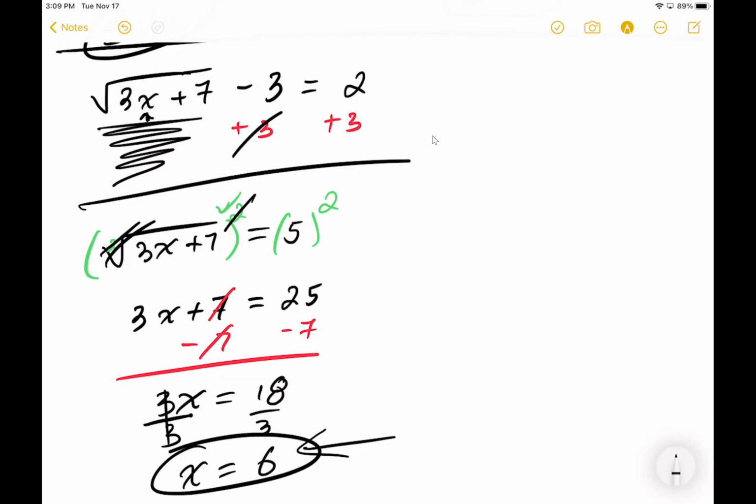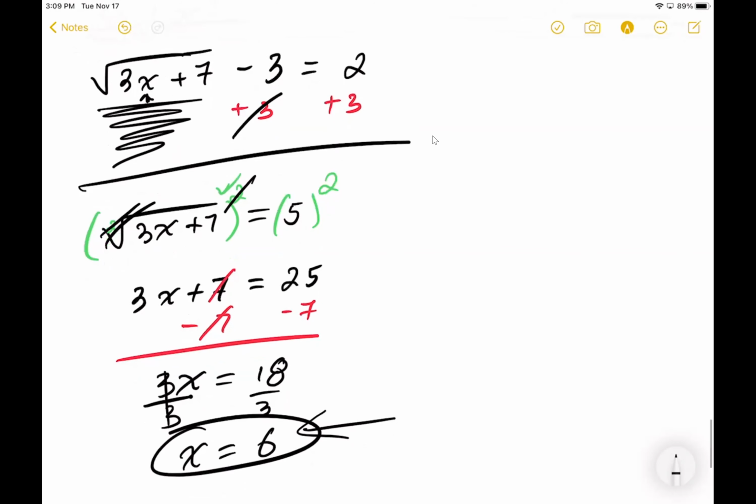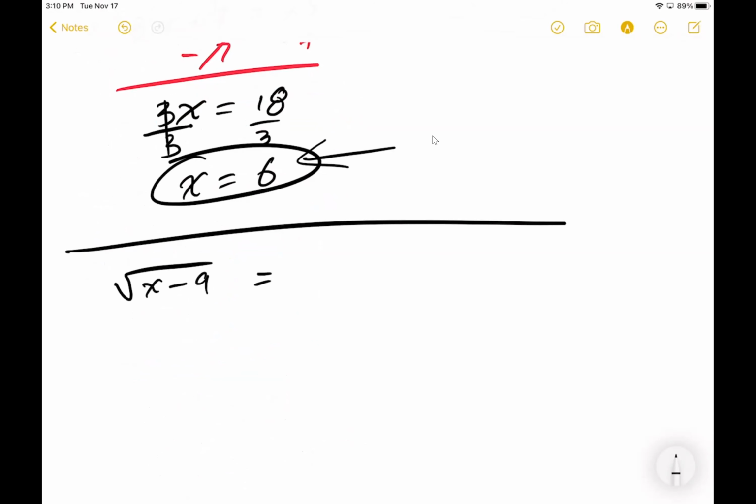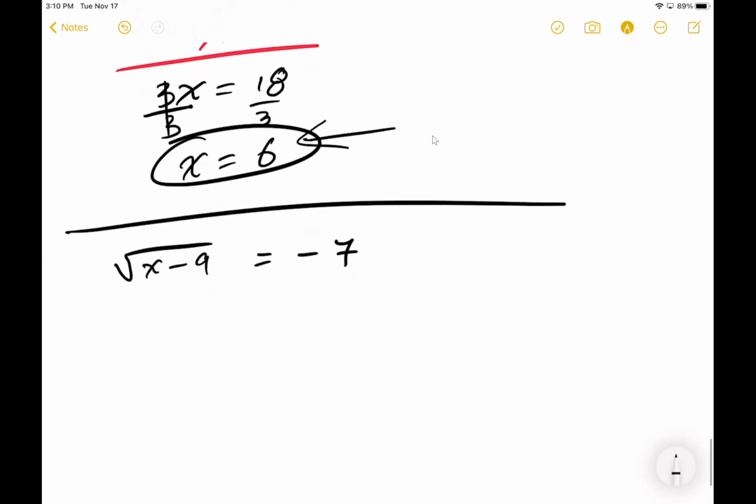Now, before I let you guys go, and we will do more of this next time, you will encounter this problem, and I want to show you this item here. If you encounter this problem, there's one thing that you will see, ladies and gentlemen.